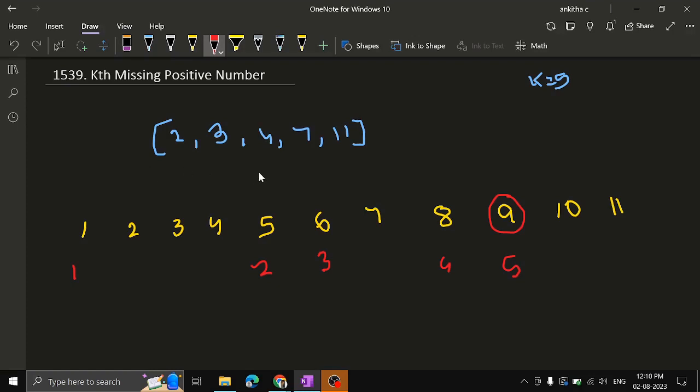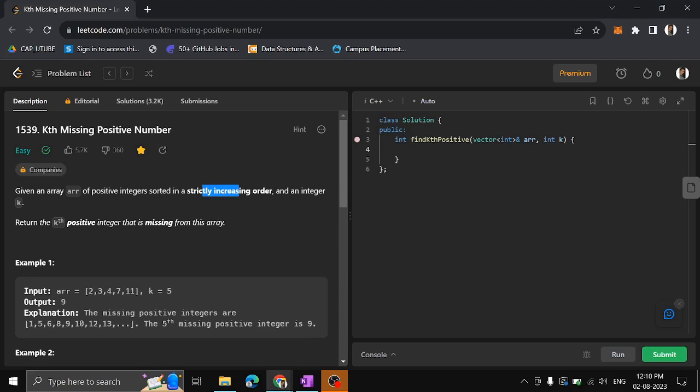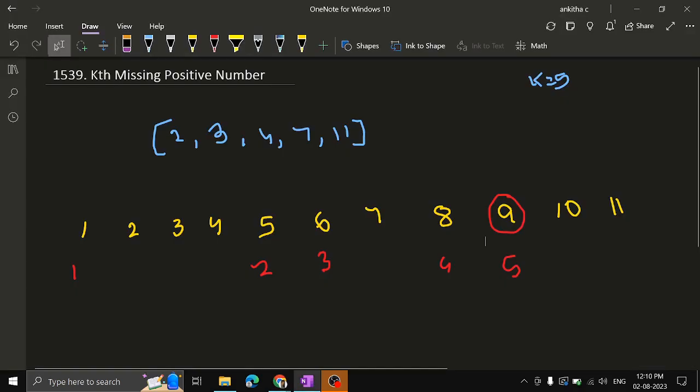But here what we will do is use the binary search method, as they have told in the question that the array has its elements in sorted, increasing order. So here we will see how we can apply the binary search method. As you all know, in binary search we have two pointers, one pointing to low and the other pointing to high.